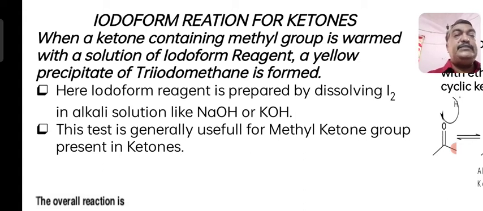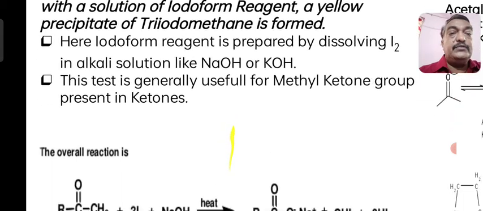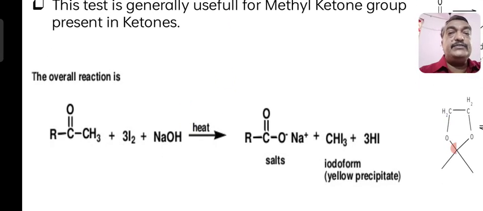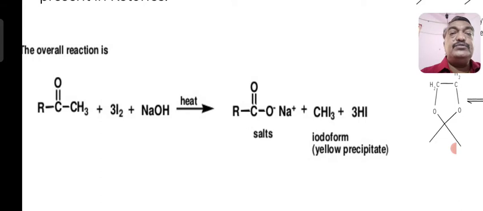Here the iodoform reagent is prepared by dissolving iodine in NaOH, that is alkali, or KOH. This test is generally used for the methyl ketone group present in ketones. So it is only for ketones. You can see here the reaction RCOCH3 plus 3I2 plus NaOH. When it is heated, it forms RCOONa, a carboxylic acid salt, plus CHI3, that is iodoform, and HI will be eliminated.